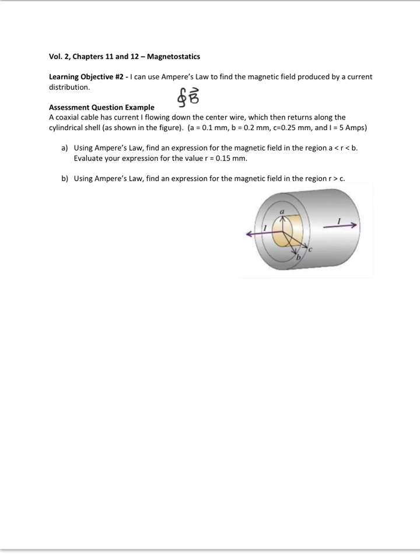is that the integral of B dot dl, so if you integrate around a closed path, that integral is equal to mu naught times the current that's enclosed.